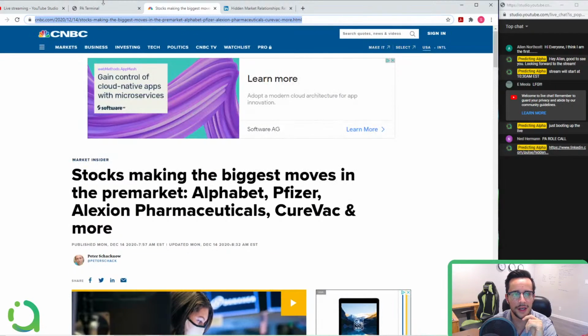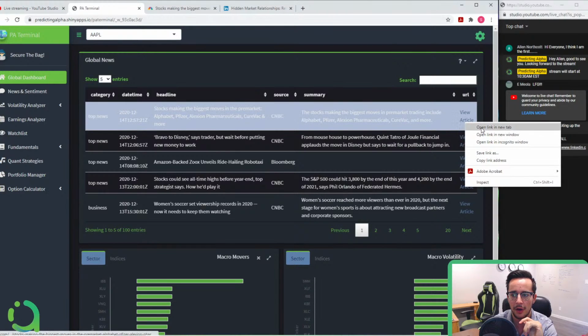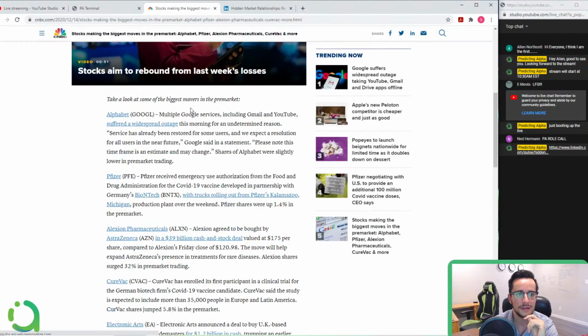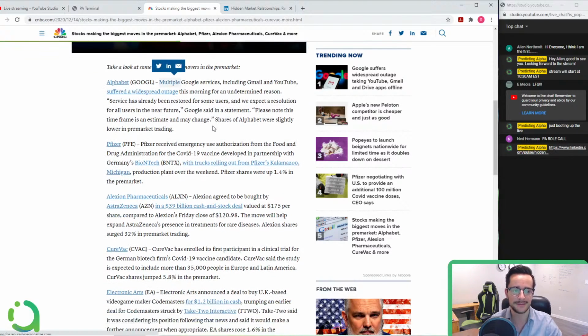So taking a quick look at what's moving in the market, I came over to the global dashboard. First thing at the top was just top news. I opened up the article and let's see what we can see moving in the market today. Apparently, kind of interesting, there were a lot of outages with Google services recently. And if we take a look at the market, apparently Alphabet was down about 1.4% pre-market today, which is a pretty big move for a company of that size.